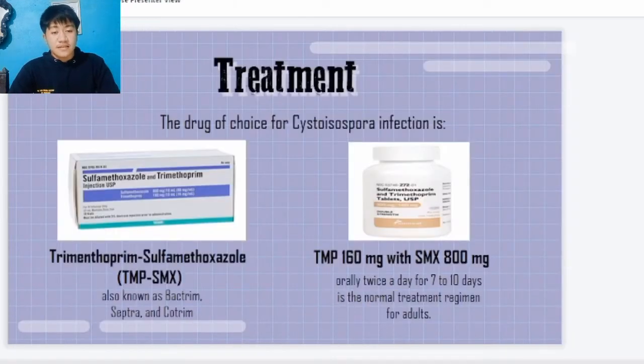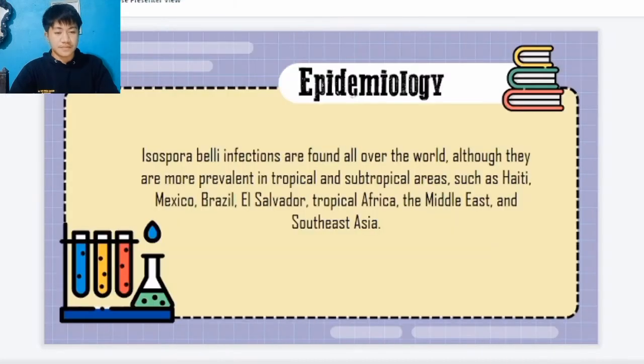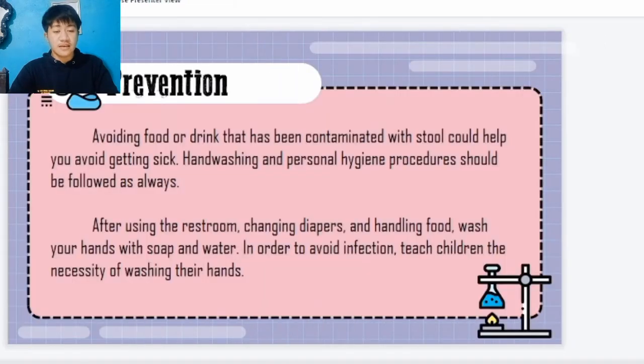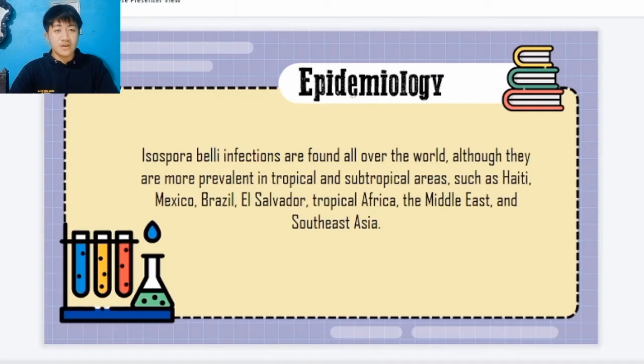Treatment: the drug of choice for Isospora infection is trimethoprim-sulfamethoxazole, or TMP-SMX, also known as Bactrim, Septra, and Cotrim. TMP 160 mg with SMX 800 mg orally twice a day for 7 to 10 days is the normal treatment regimen for adults. Epidemiology: Isospora belli infections are found all over the world, although they are more prevalent in tropical and subtropical areas, such as Haiti, Mexico, Brazil, El Salvador, tropical Africa, the Middle East, and Southeast Asia.